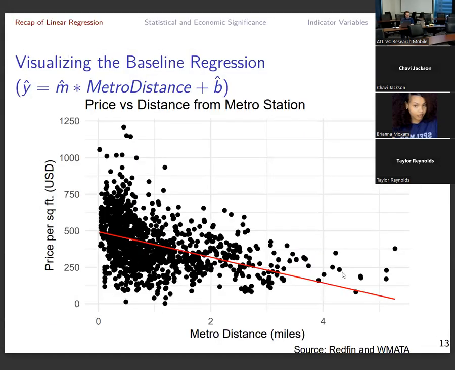Sorry, there we go. Look, does this line do a very good job explaining any of these homes that are 4 miles or more away? No. Basically, this guy only. All these guys, the line underestimates it. It's lowballing the price per square foot of homes that are 4 miles or more away from a metro stop. And so you have to be careful how you use the regression results to make inference when you're working at a point in your data set that just doesn't have a lot of observations.